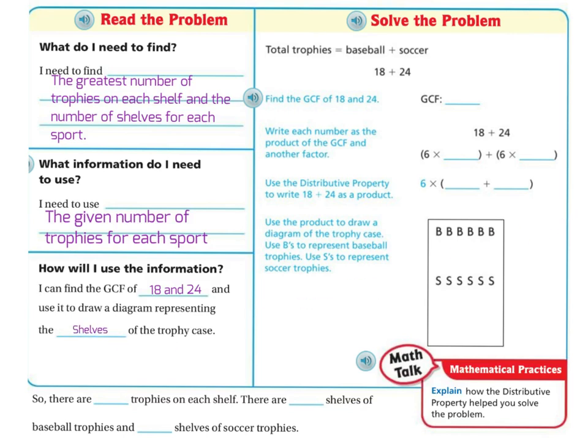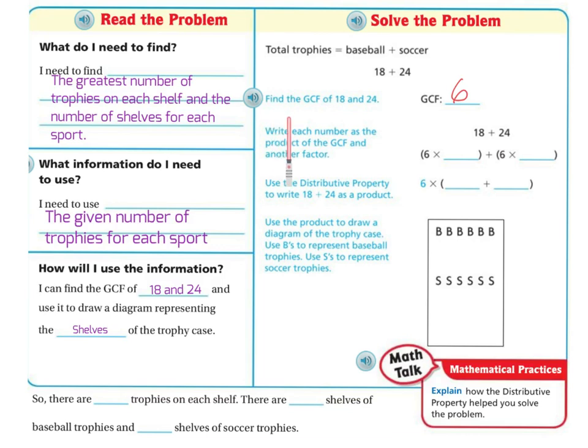So let's look over here. The total trophies of baseball and soccer. So there were 18 baseball and 24 soccer. So we need to find the greatest common factor of 18 and 24. The greatest common factor of 18 and 24 is 6.